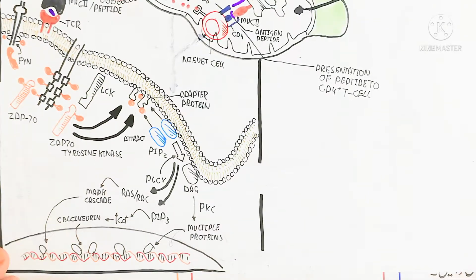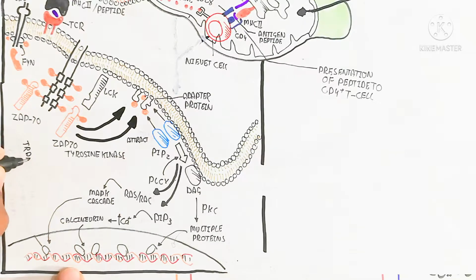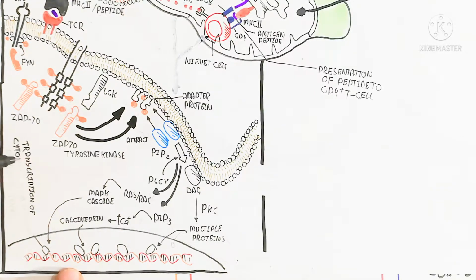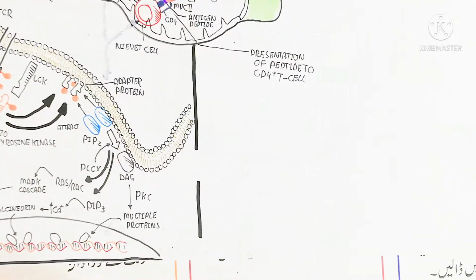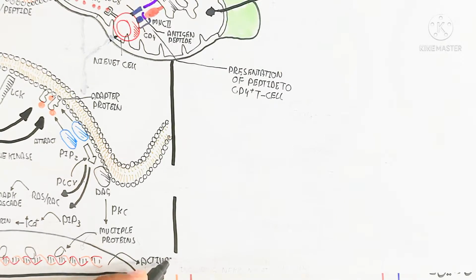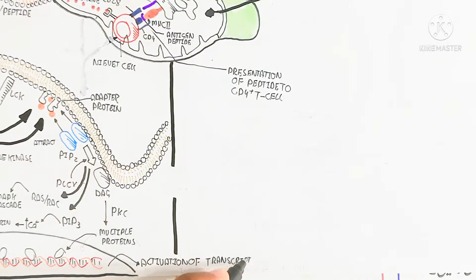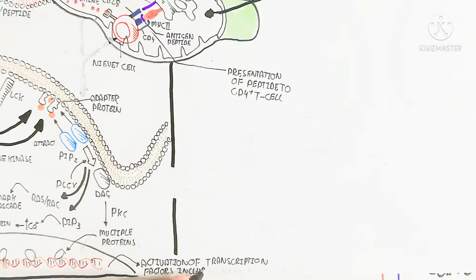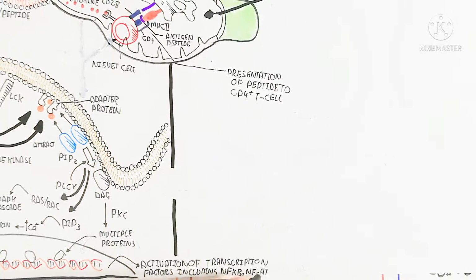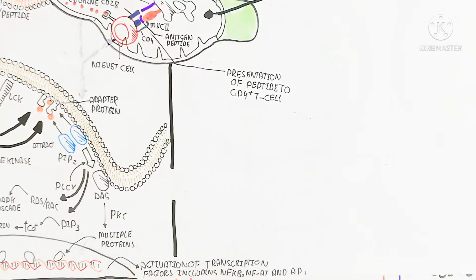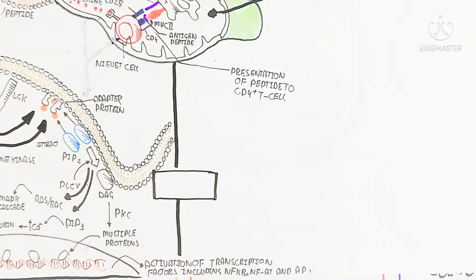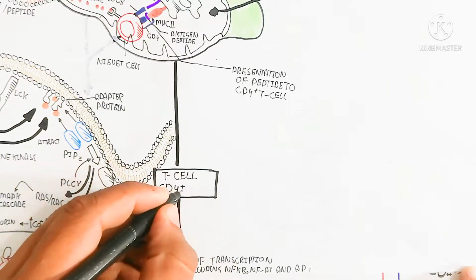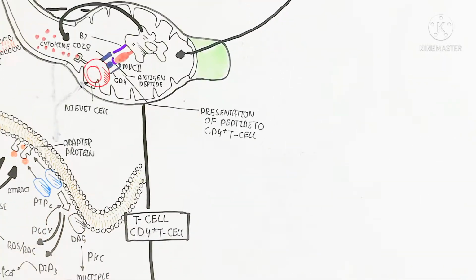from the endoplasmic reticulum and activates calcineurin. This leads to transcription of cytokines, chemokines, and receptors. On the other hand, there is the activation of transcription factors including nuclear factor kappa B, NFAT, and AP1. In this way, this is the CD4 positive T cell.